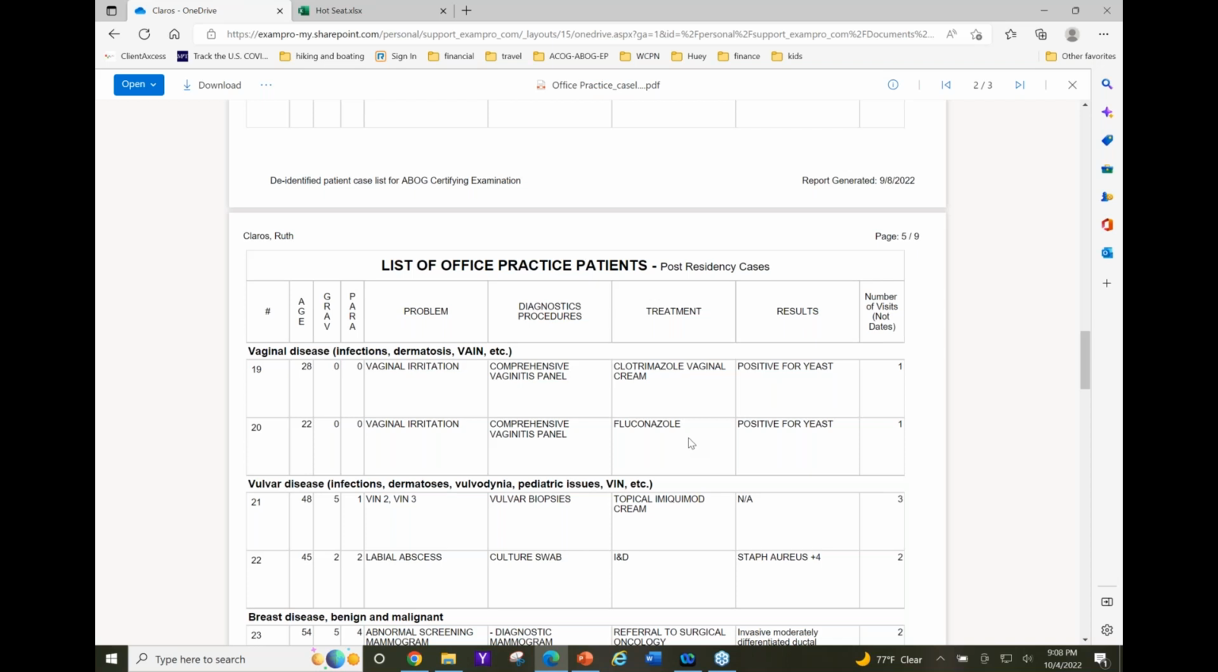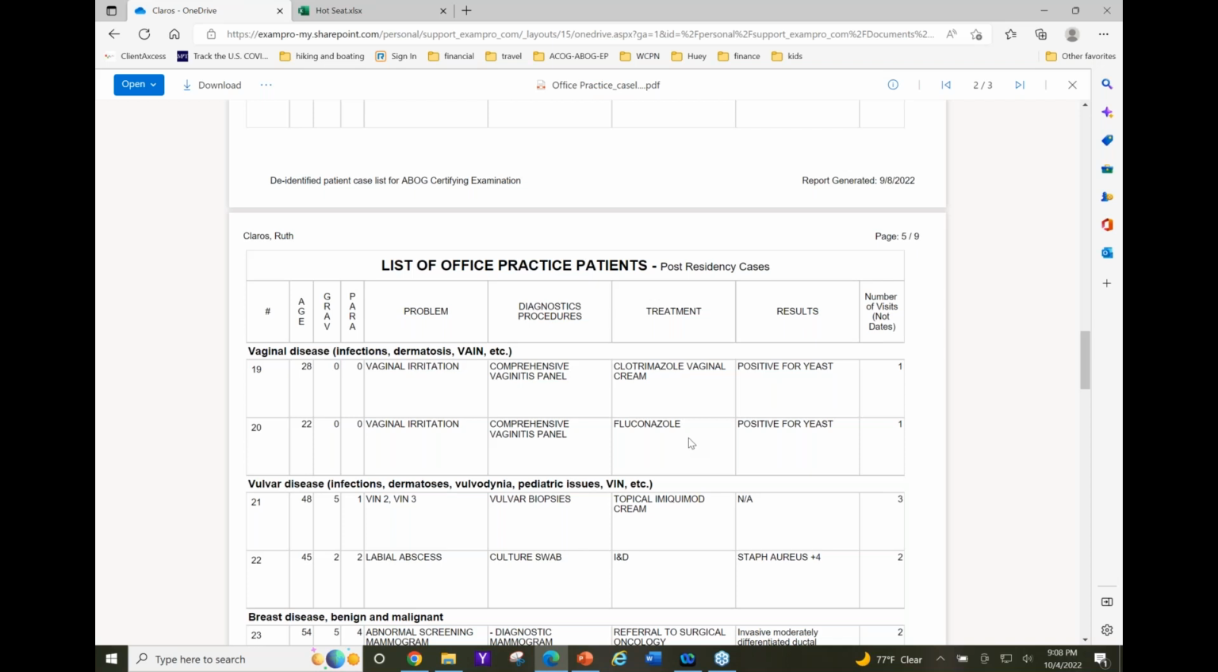Okay, so tell me about the dosing regimen for each of those. So the fluconazole would be 150 milligrams. It's a pill that's taken once. You can offer it a second time to be taken the next day if their symptoms are severe. For the clotrimazole, it is a cream that is done nightly for 7 days, and it's a 2% cream.